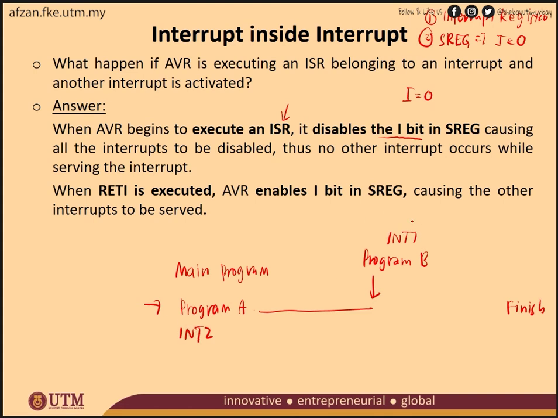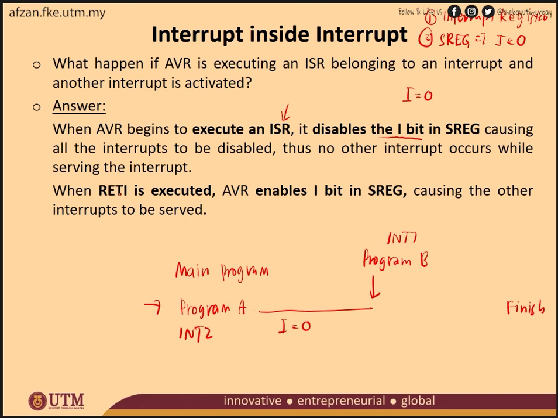Although this one here has a higher priority compared to this one, the microprocessor is currently executing this program A. When the microprocessor executes program A, the I flag becomes zero. So even though there is INT1, the microprocessor will not entertain this interrupt, because an interrupt will never occur while serving another interrupt.